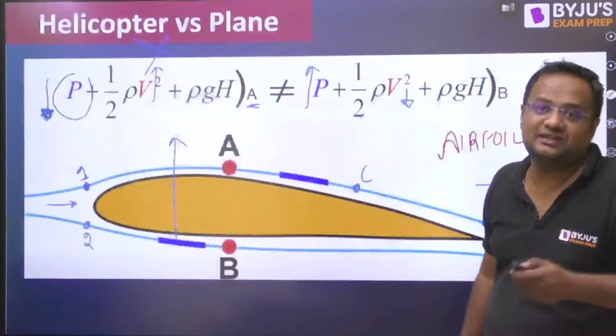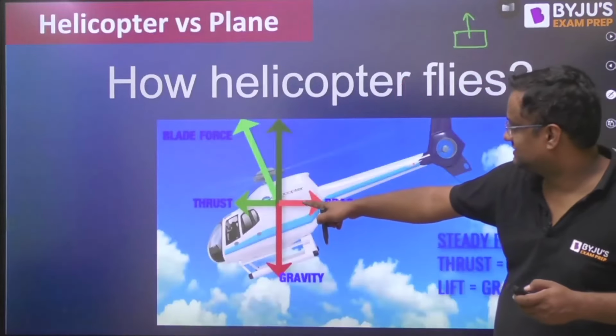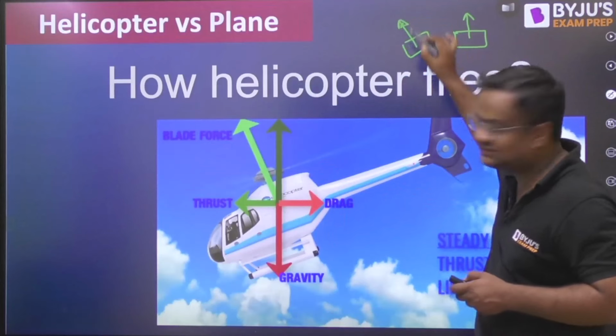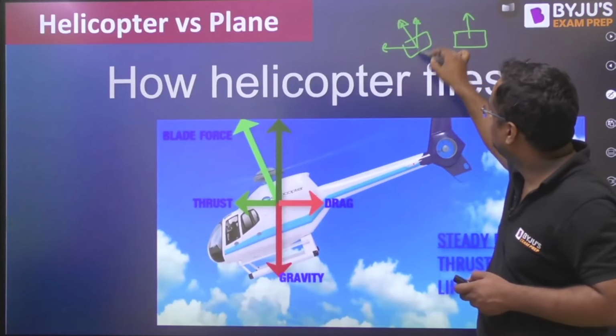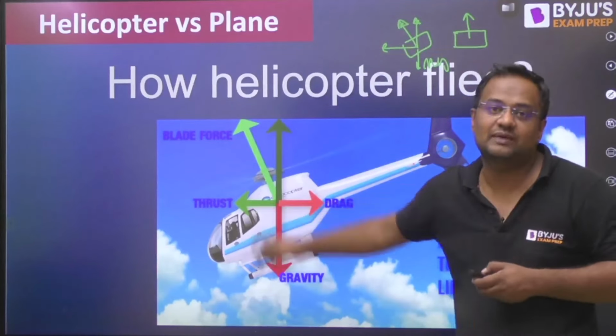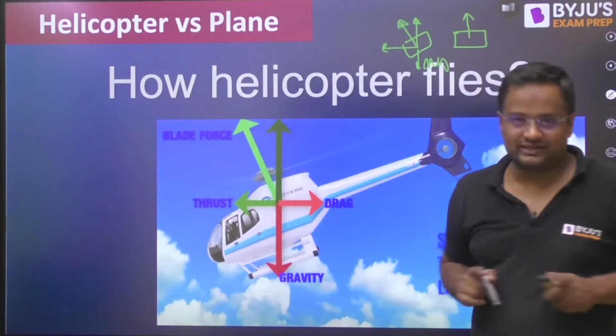Okay, so how it is moving, where will the horizontal velocity come from? It will be tilting itself like this. So when it is tilting like this, the lift will be like this, and this has a horizontal component also and a vertical component. Vertical component will be balanced by mg, and horizontal component will make it thrust, will make it fly. So how it is moving forward, we got it.